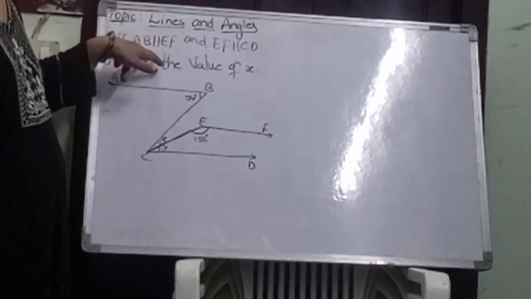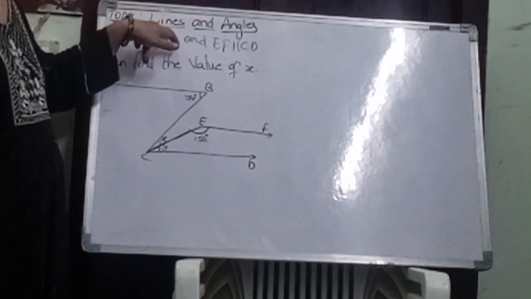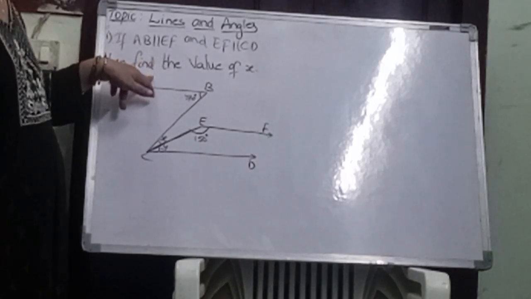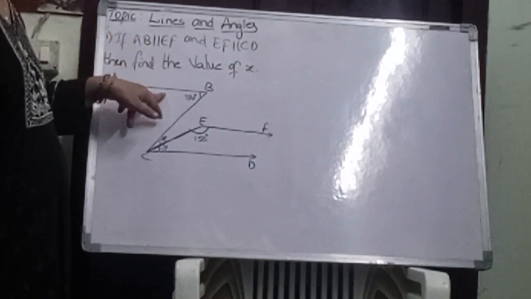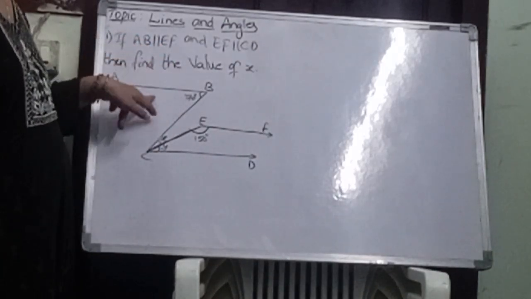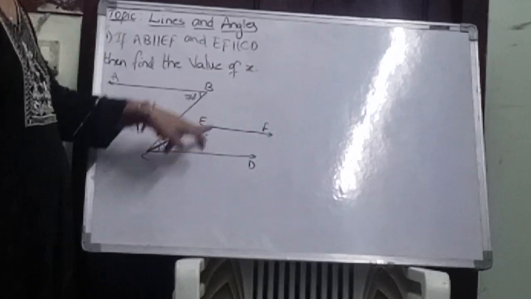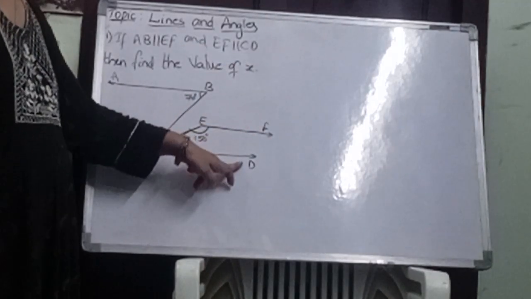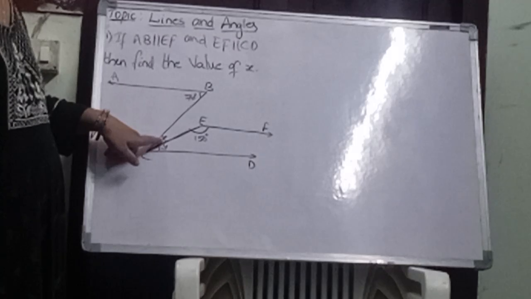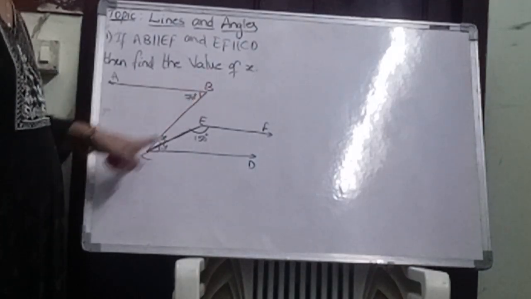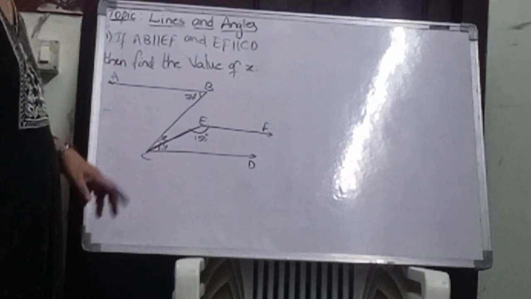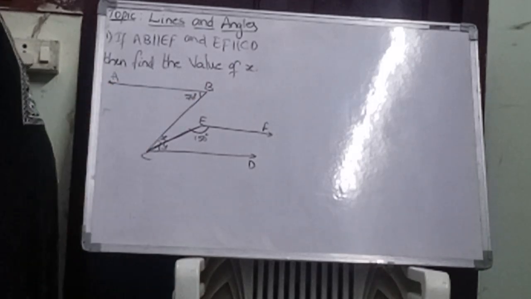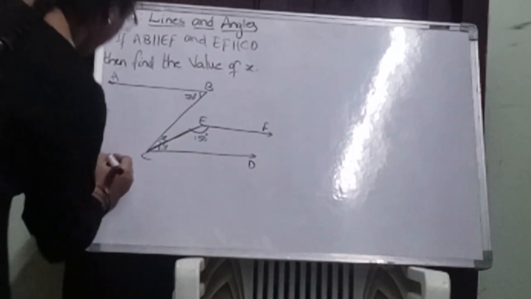Here, this problem is based on lines and angles. Okay, let us see this problem. If AB is parallel to EF, and EF is parallel to CD, then find the value of X. X is what? BCE. We have to find the value of BCE. So let us see the solution for this.